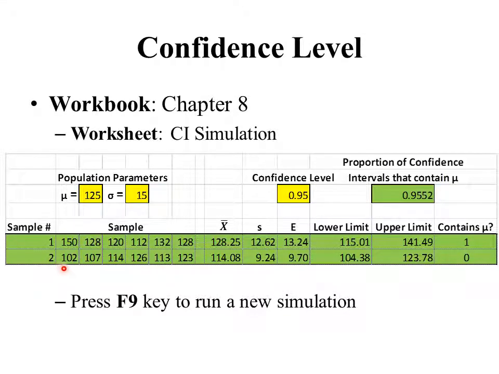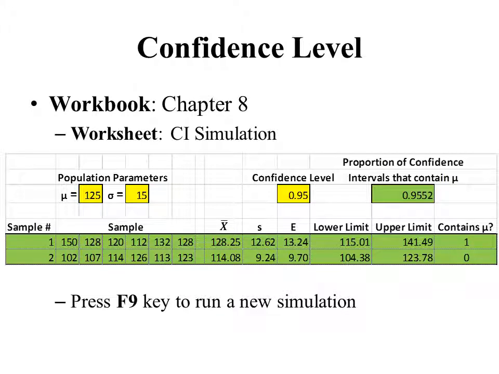Now, in our second sample, the first person had a blood pressure of 102, the second 107, and so on and so forth. Here's the sample mean, standard deviation, the margin of error, and then here's the confidence interval estimate for mu at the 95% confidence level using this data from the second sample. Now, like the first sample, this interval either contains the true value of mu or it doesn't. In this case, this interval does not contain the true value of mu because this upper limit is less than the true value of mu. So this interval does not contain mu, and so we put a 0 there.